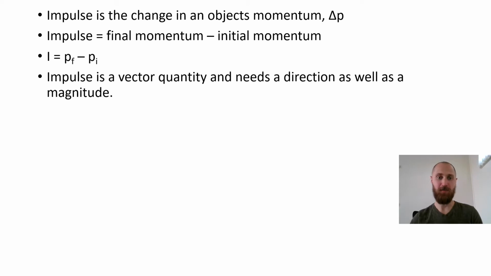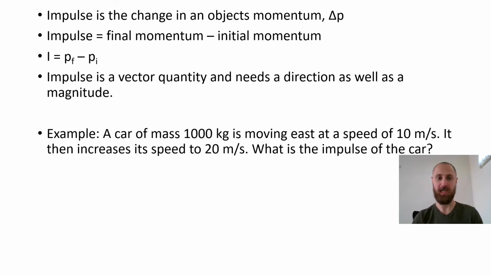Now, impulse is a vector quantity, and we need a direction as well as a magnitude. So an impulse is kind of like momentum. It's got a number saying how strong it is, and it's also got a direction saying in what direction the impulse is. It'll make more sense with an example. Just remember, momentum is just the mass times the velocity. It's a vector quantity. Impulse, pretty much the same.